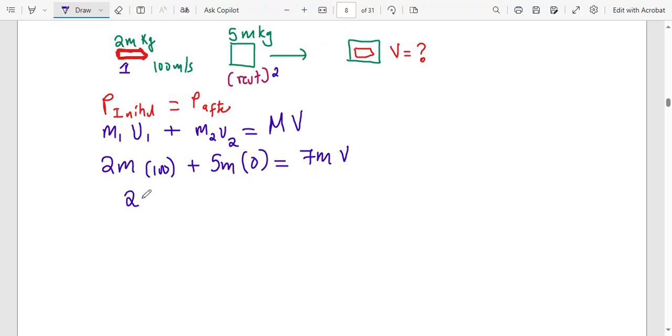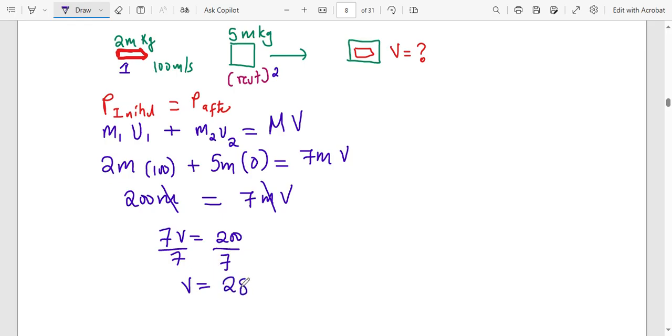That will be 7m. But we don't know the velocity at which they'll be moving. 2m times 100, that is 200m. 5m times 0 is 0. And then we have got 7m v at the end. So can you see that the m will cancel with the m? So we remain with 7v is equal to 200. We want v, so divide through by 7. Therefore, v is going to be 200 over 7, and that is 28.57 meters per second.